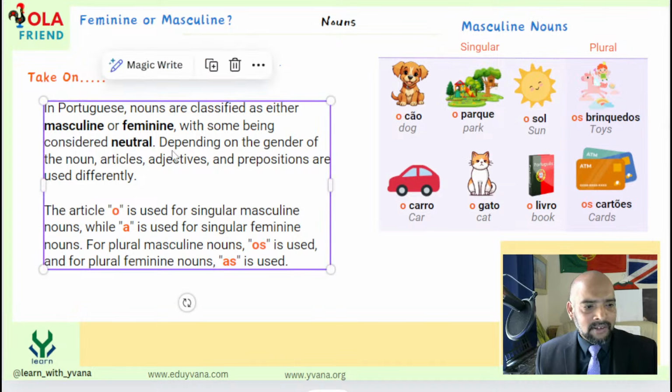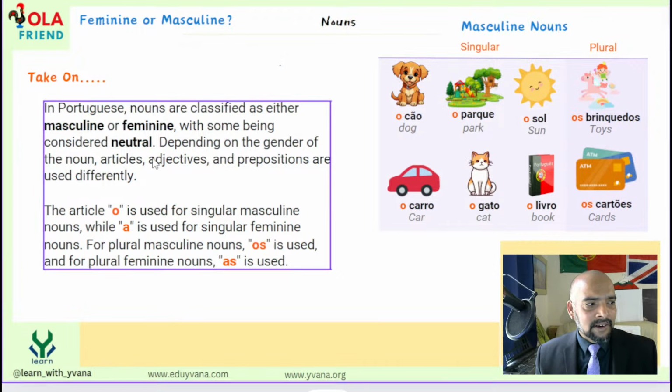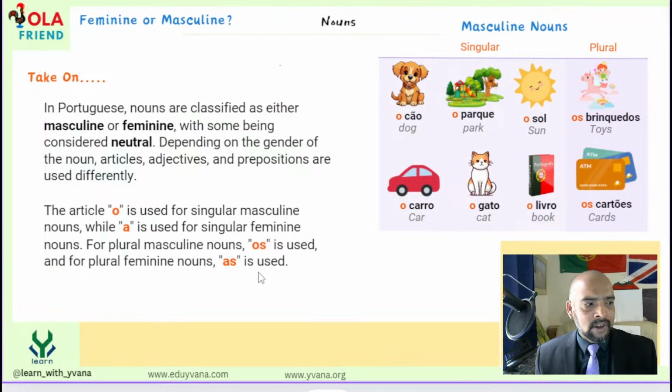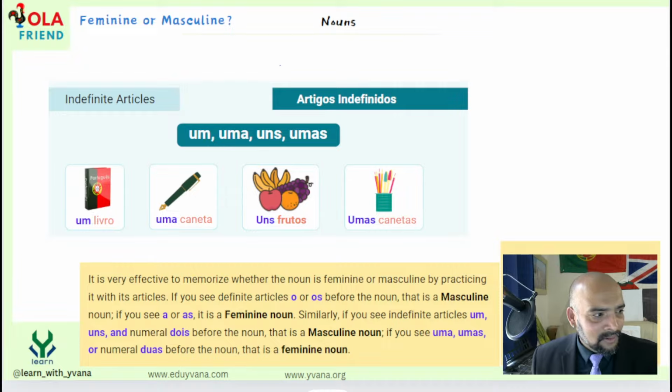And so the last takeaway is that in Portuguese, nouns are classified as either masculine or feminine, with some being considered neutral. Depending on the gender of the noun, articles, adjectives, and prepositions are used differently. The article o is used for singular masculine nouns, while a is used for singular feminine nouns. For plural masculine nouns, os is used, and for plural feminine nouns, as is used. Right? Very clear until here, guys. So take a rest, a break, and then let's try to do this one, right?